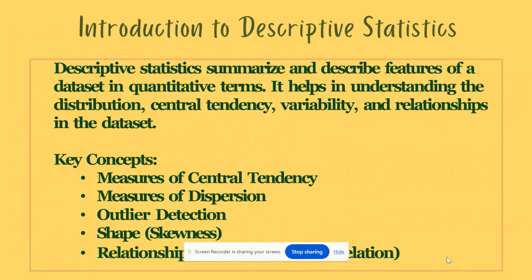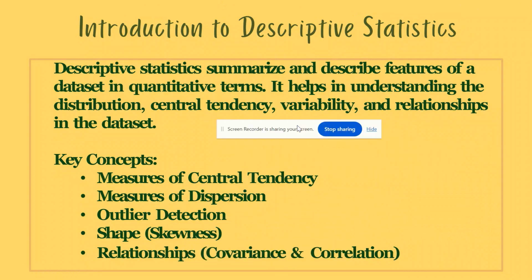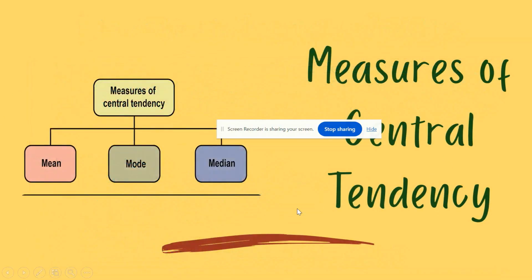So here are the key concepts which will be used. The first is the measure of central tendency. The second is the measure of dispersion. The third is outlier detection. The fourth is skewness. And the fifth one is the relationship, which is called correlation and covariance. So let's start with our very first topic, which is the measure of central tendency.